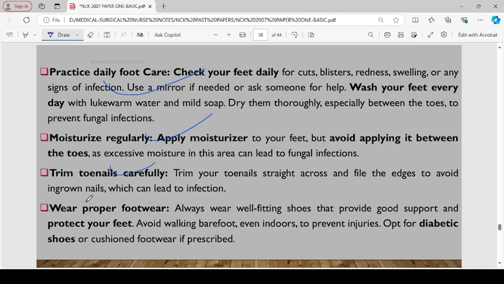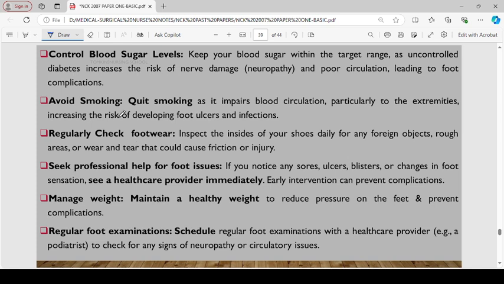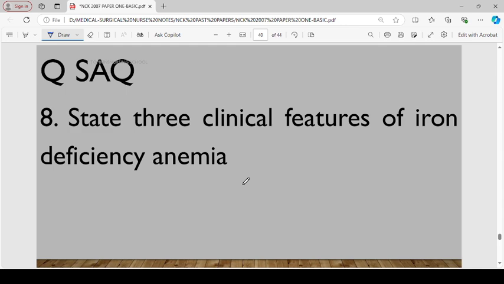Wear proper footwear, right? Control your blood sugar. Avoid or quit smoking, okay. Regularly check footwear. Seek professional help, right? And manage your weight and regular foot examinations.